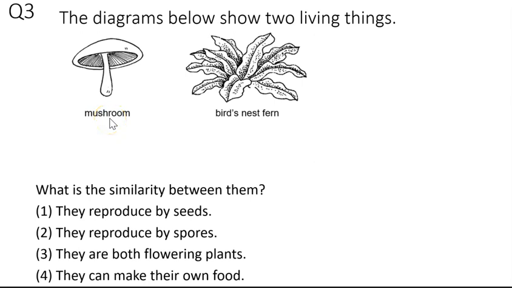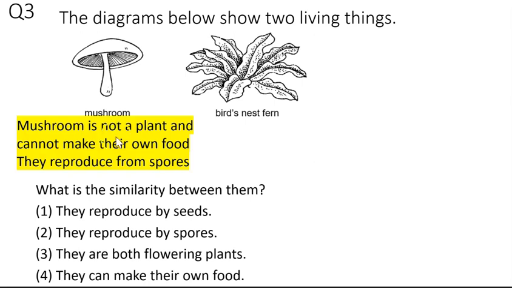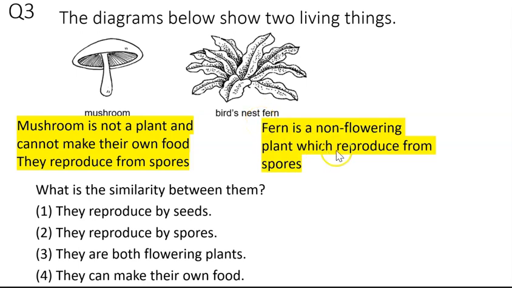Remember, mushroom is not a plant and cannot make their own food. They reproduce from spores. On the other hand, bird nest fern is a non-flowering plant which reproduces from spores. So for this question, the answer is 2.